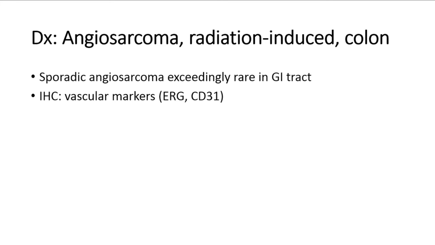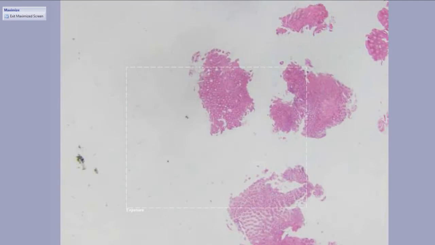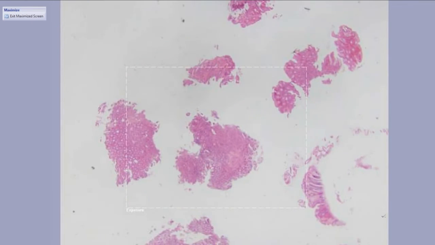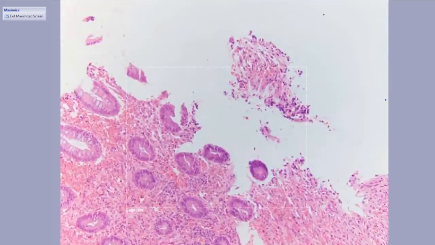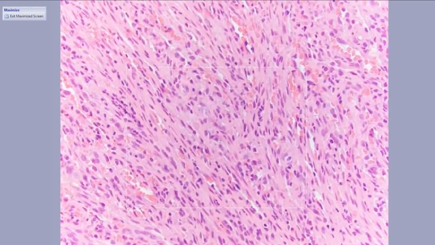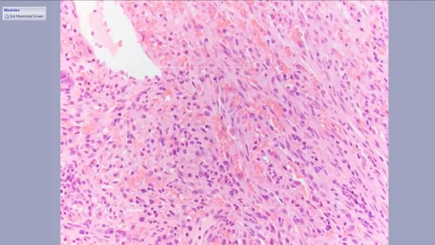This next patient had sort of this irregular area in the colon, and they were immunocompromised, and I've already told you it's a vascular lesion, so you should already have a potential diagnosis in mind. So at low power, we can't really see a discrete mass, but we can kind of tell that the mucosa appears a little expanded, and maybe over here, truly mass forming rather than spindling throughout the crypts. But we can see that this is a spindle proliferation with a lot of extravasated red blood cells, also some slit-like vascular spaces.